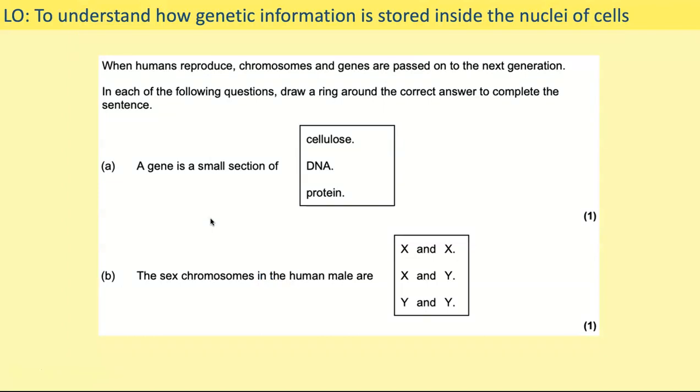When humans reproduce, chromosomes and genes are passed on to the next generation. In each of the following questions, draw a ring round the correct answer to complete the sentence. So a gene is a small section of DNA. The sex chromosomes in the human male are X and Y.